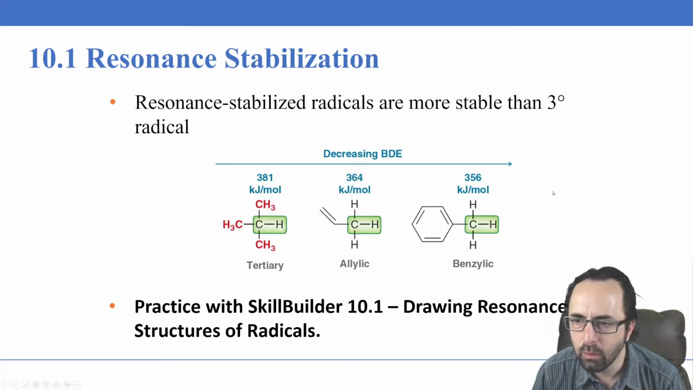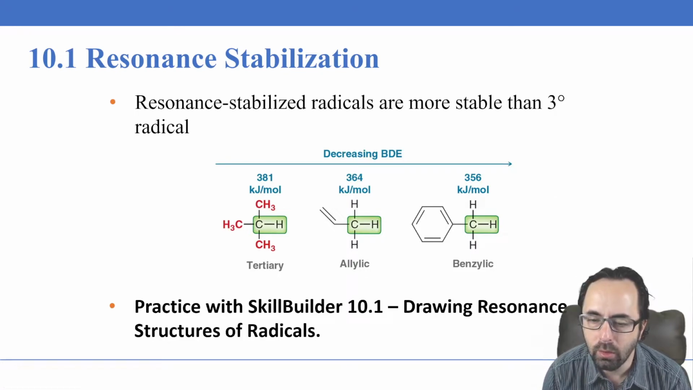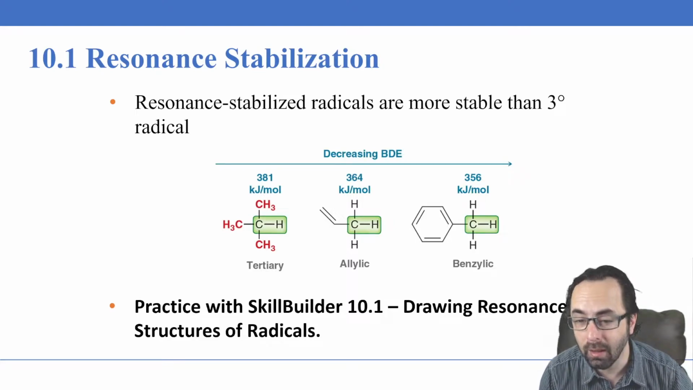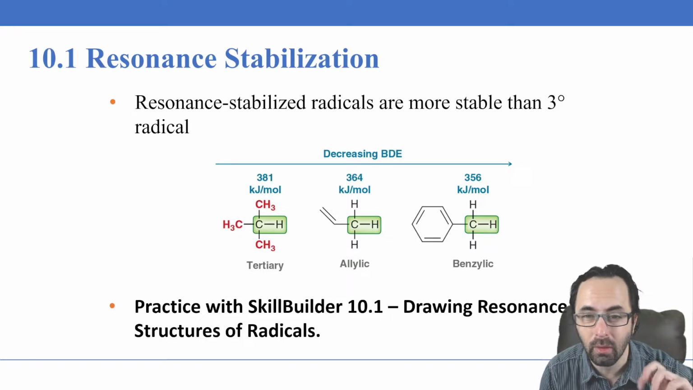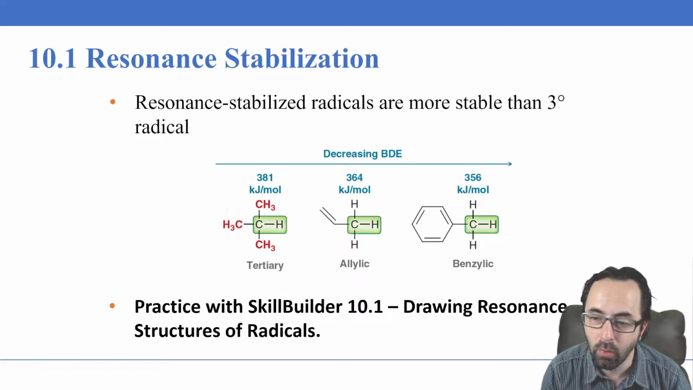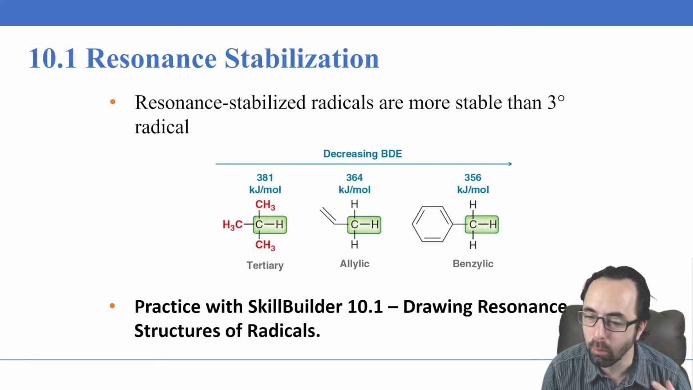Resonance stabilized radicals will be more stable than the tertiary radical. Now, tertiary radicals do have some stability to them. For the carbocations, the stability was due to hyperconjugation, which doesn't exist for these radicals. It's not the same type of stabilization. It just allows a little bit more movement of the electron. Therefore, resonance stabilization becomes even more significant for radicals, because in this case, the electron has much more freedom to move around. It is much more delocalized.